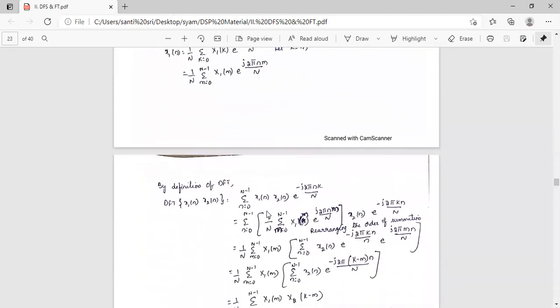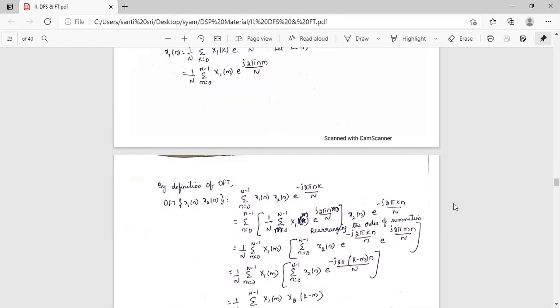Okay, so by the definition of DFT, the DFT of x1 of n multiplied by x2 of n is equal to sigma n equal to 0 to N minus 1 x1 of n into x2 of n into e power minus j 2 pi nk by N. But what is x1 of n? That is 1 by N into sigma m equal to 0 to N minus 1 x1 of m into e power j 2 pi nm by N, and let x2 of n be the same, x2 of n into e power minus j 2 pi kn by N, right?